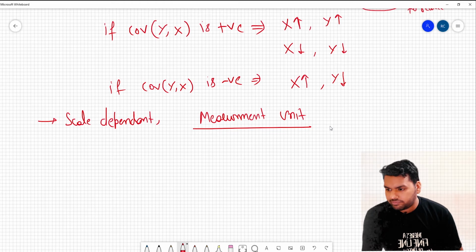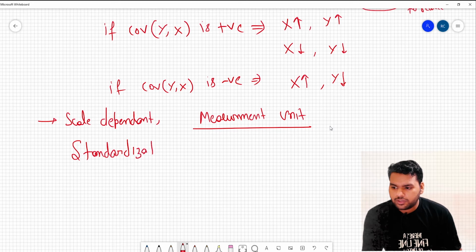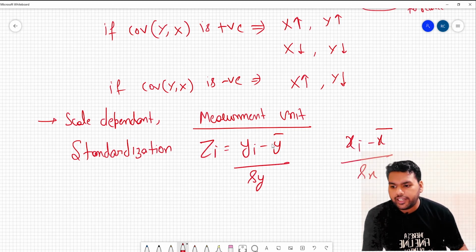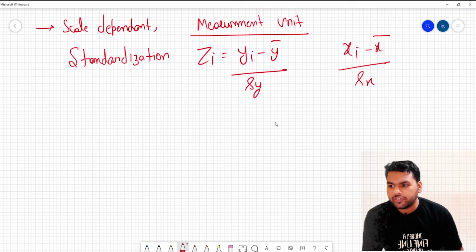How do we do the standardization? We need to perform the standardization on both the random variables. So zi is equal to yi minus y bar divided by the standard deviation sy. Similarly for x, xi minus x bar divided by sx. And then I calculate the covariance between the standardized y and standardized x, and that is termed the correlation.